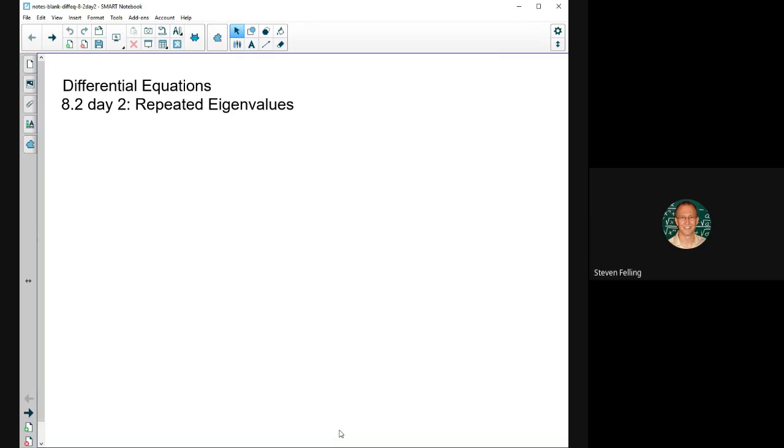This is going to be the video for differential equations section 8.2, the second day. In the first day of 8.2, we talked about what an eigenvalue and a corresponding eigenvector is, and how we can use those things to solve a differential equation system. We restricted ourselves to the case where that characteristic equation produced eigenvalues that were each unique, distinct real values, which will frequently happen.